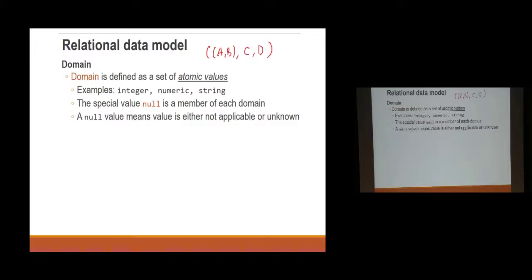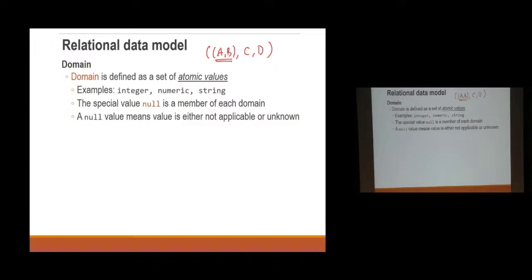Okay? Because this is non-atomic. Atomic means there's only a single value. A string, even though you can think of it as a collection of characters, we consider to be an atomic value. So you cannot have a tuple or a set within the domain.